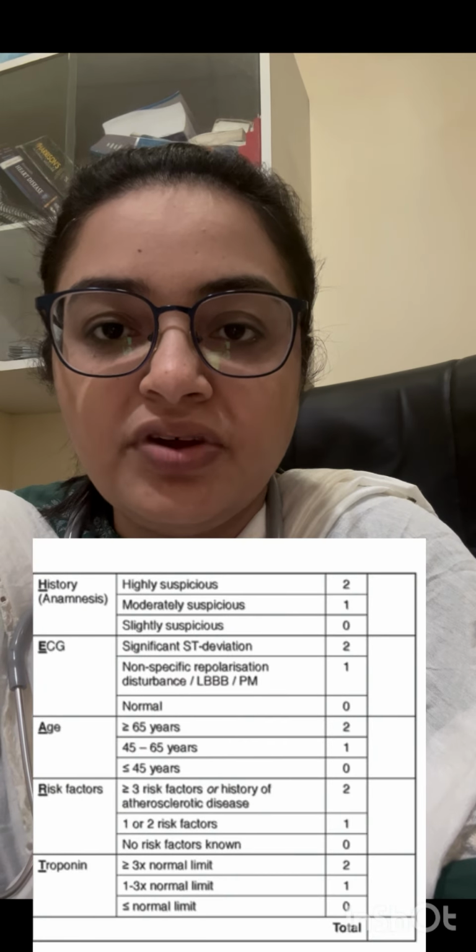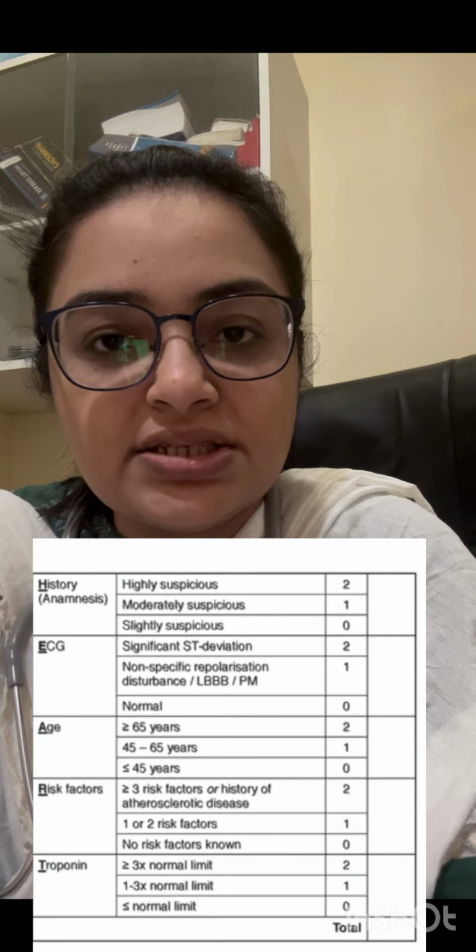So, H stands for history. Depending on the character of the pain, its duration, and the patient background, clinically it is high suspicion, moderate suspicion, or low suspicion for the pain being of cardiac origin. If it is high suspicion, 2 points; if it is moderate suspicion, 1 point; and low suspicion or no suspicion of cardiac origin, it is 0 points.